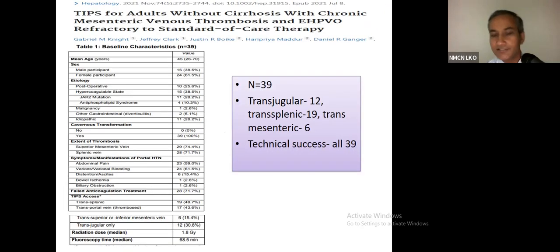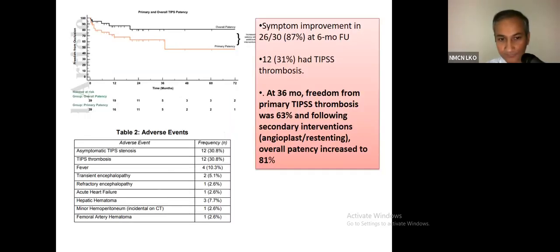This is the data from adults in EHPVO. 39 patients were taken. The technical success was 100%, and the TIPS was done by transjugular route in 12, transsplenic in 19, and transmesenteric in 6 of them. They have shown that the primary patency was around 63%, but secondary patency, the overall patency after a re-intervention, angioplasty or restenting, was around 81%.